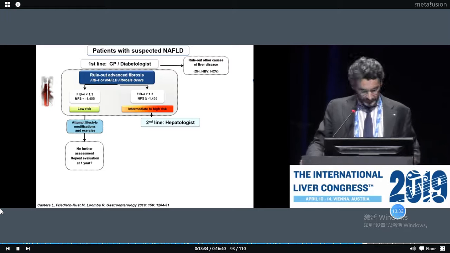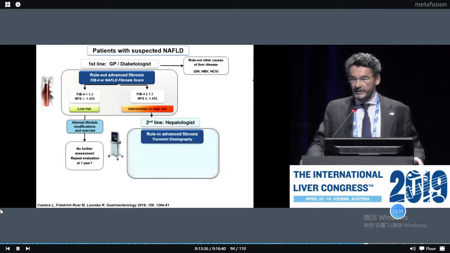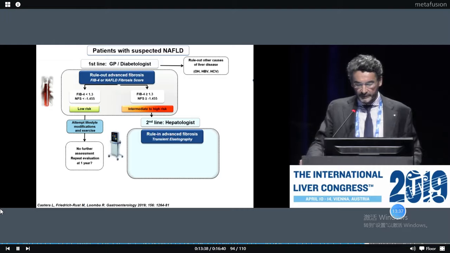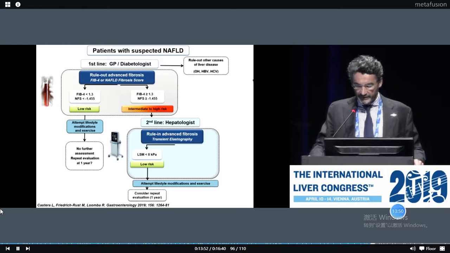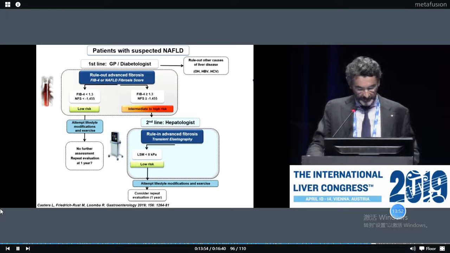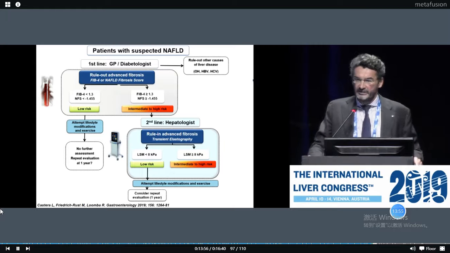So now back to our practice. We are going to use the transient elastography, and I've shown you if you use the 8 kilopascal cutoff, the risk is very low for advanced fibrosis F3, F4, and of course for cirrhosis. And of course, you can follow your patient and attempt lifestyle modification and exercise. If you're above 8, you are intermediate to high risk, and then you need to decide whether you're going to take a liver biopsy or not, according to the cutoff, and screen for portal hypertension if you suspect cirrhosis.